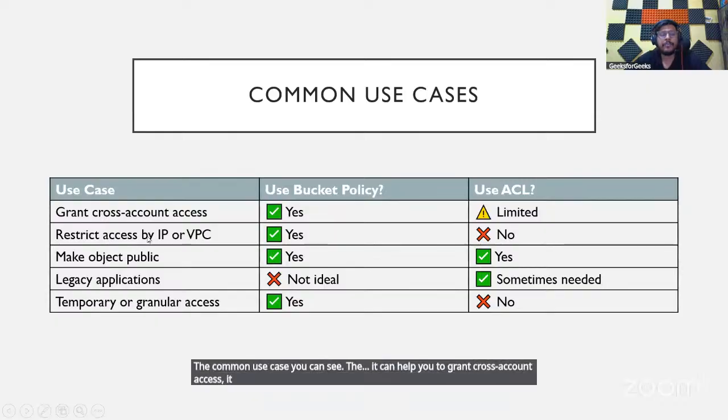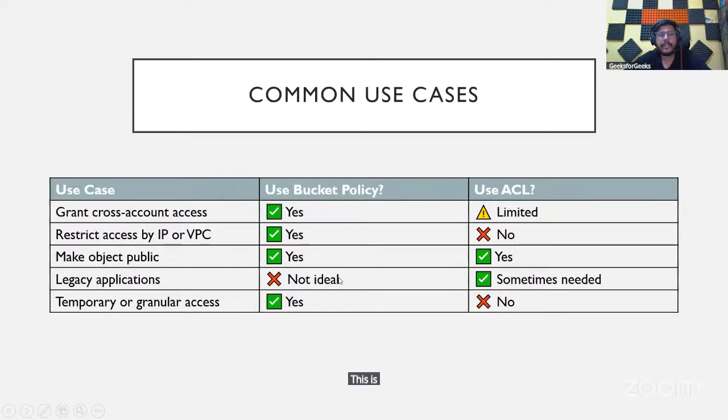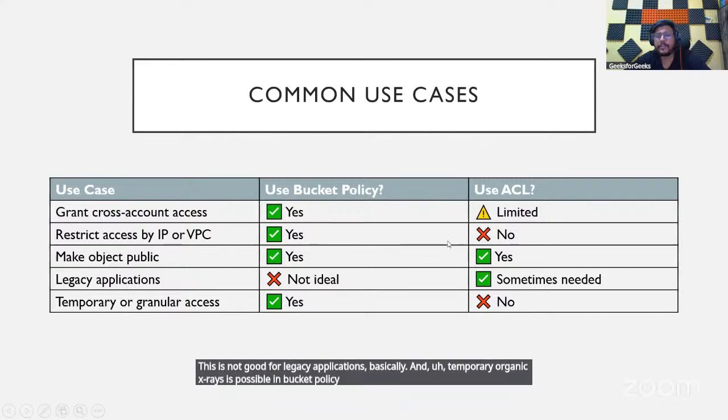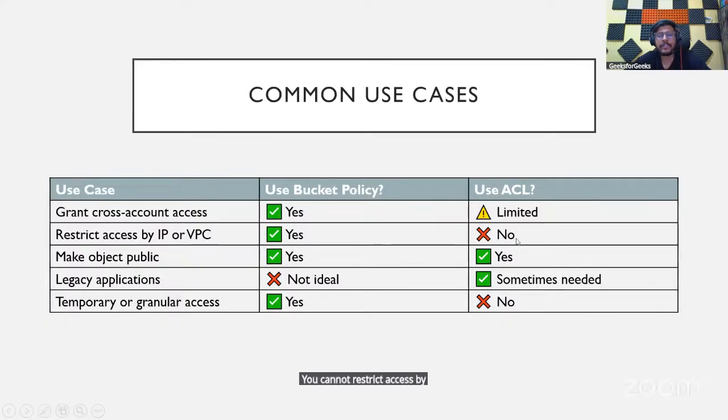It can help you restrict access by IP or VPC. It can help you make your object public. This is not good for legacy applications, basically. And temporary or granular access is possible in bucket policy. In ACL, cross-account access is limited. You cannot restrict access by IP or VPC in ACL because there's no option available. Yes, you can make the object public with the help of ACL, and for legacy applications sometimes, but temporary or granular access is not possible.